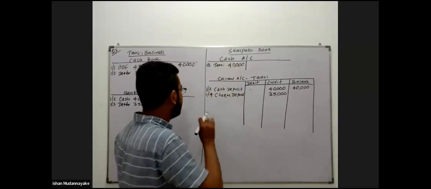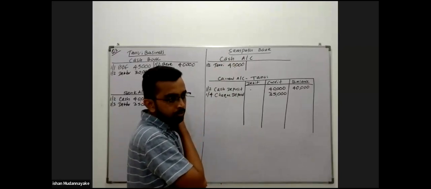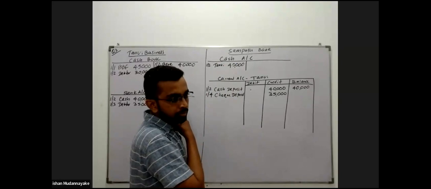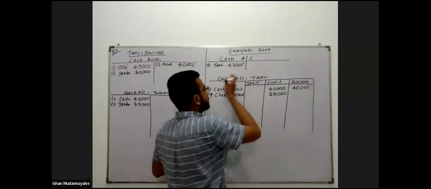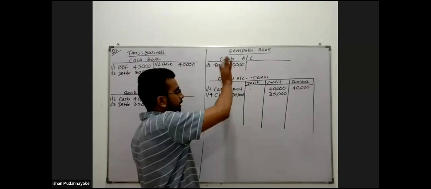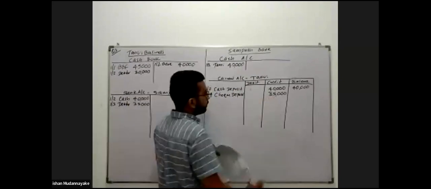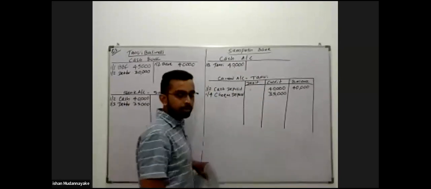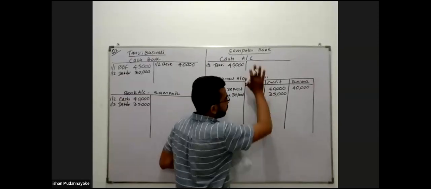Okay. Can we directly send this to the current account? Yes, no need to draw cash book. Only for the understanding purpose, I discuss this cash account. Write down this check in the current account, only the current account. Check deposit 35,000. Cash book is only for understanding purpose.